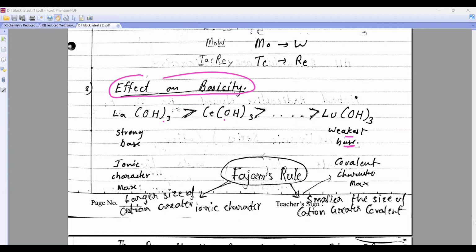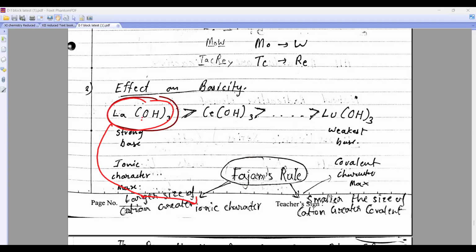What is Fajan's rule? Larger the size of cation, greater is the ionic character, because it will form ions very easily. Smaller the size of cation, greater is the covalent character. In the exam, if I ask who has the highest ionic character, it is the one that forms ions easily. Who will have the highest covalent character? Lu, lutetium.